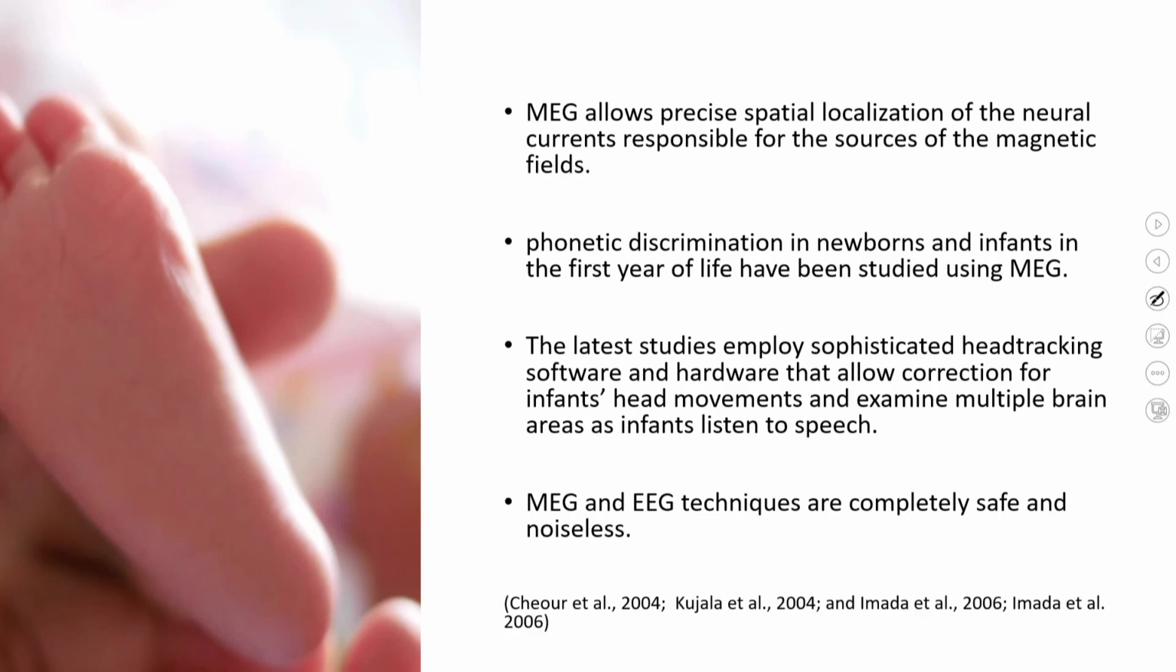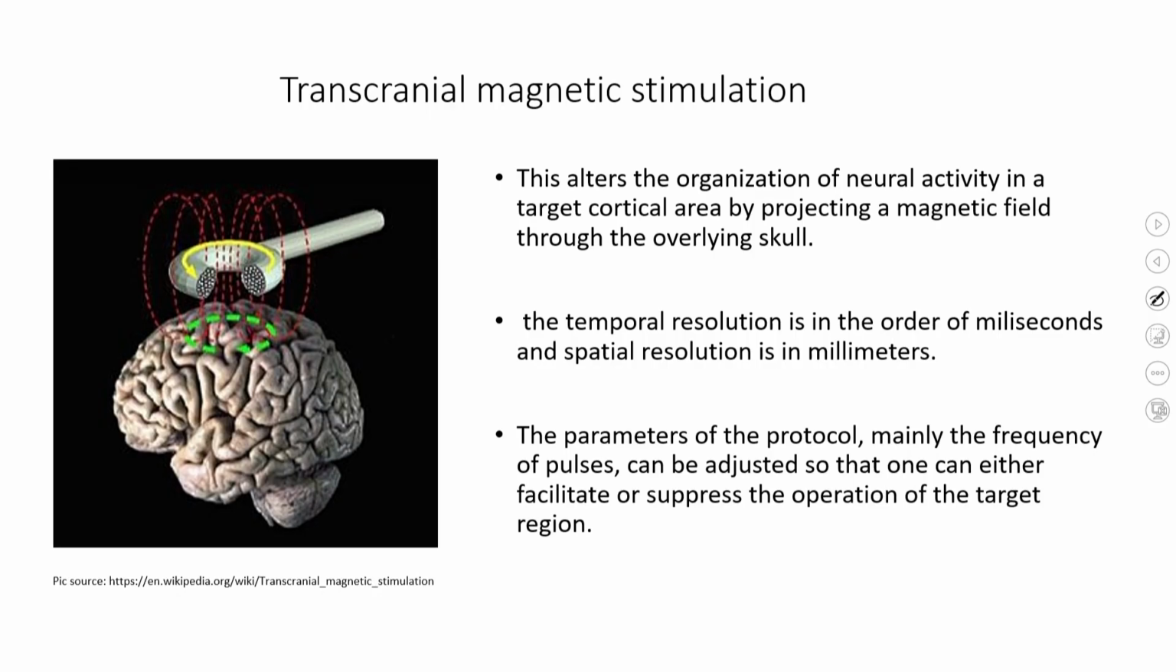The latest studies employ sophisticated head tracking software and hardware that allow correction for infants' head movements and examine multiple brain areas in infants as they listen to speech. So, these are very sophisticated machines that are being used today, MEG and EEG both, and as I said they are completely safe and noiseless. So, very safe to use with children, and as a result quite common.